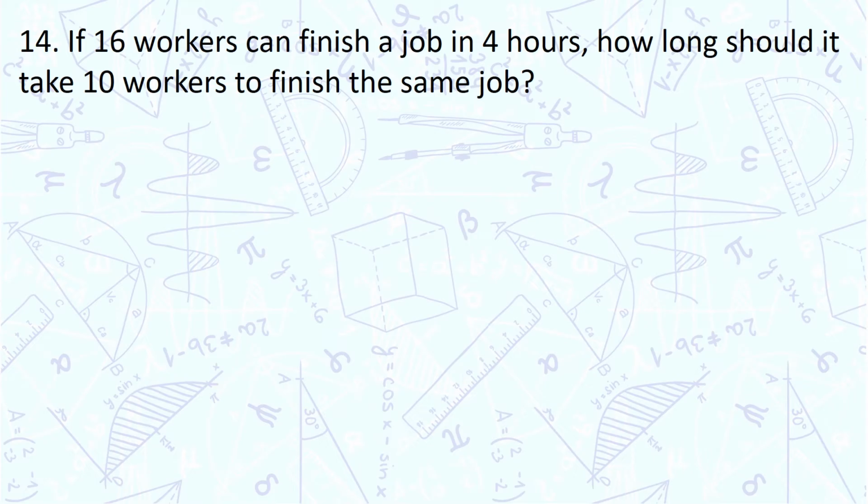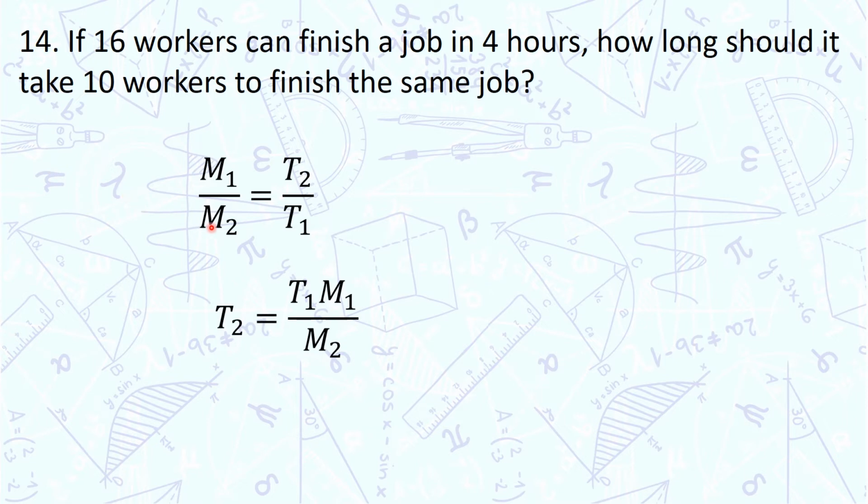The obtuse angle between the bisectors of the other two angles is 105 degrees. Number 14. If 16 workers can finish a job in 4 hours, how long should it take 10 workers to finish the same job? The number of workers is indirectly proportional to the time for the job to be finished. So we have m sub 1 over m sub 2 equals t sub 2 over t sub 1. We're looking for the time it should take 10 workers to finish the same job, so we're looking for t sub 2. If we derive the equation, that will be t sub 2 equals t sub 1 times m sub 1 over m sub 2.